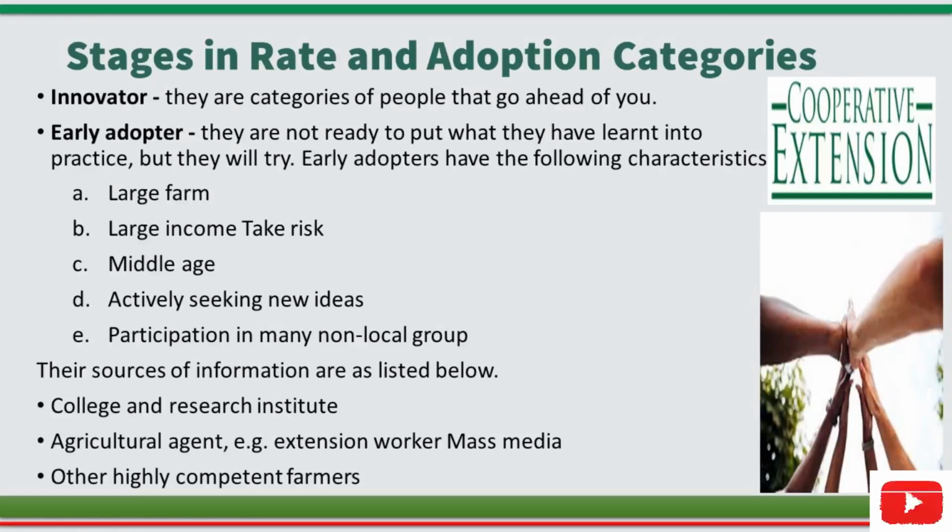Then we have the early adopters. They are not ready to put what they have learned into practice, but they will try. These are early adopters. They have the following characteristics. They have large farms. They have large income. They take risks. They are mostly middle-aged, actively seeking new ideas, participating in many non-local groups. Their sources of information are maybe schools, research institutes, agric agents, extension workers, mass media, and competent farmers.